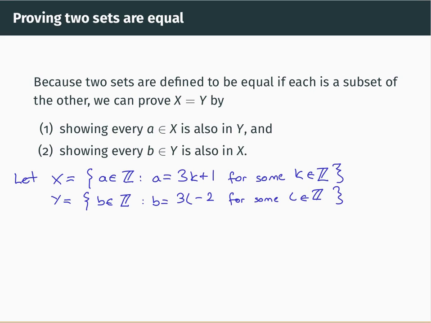Okay, so some elements of X would be things like 4, 1, and 3 times minus 1 plus 1, which is minus 2. So these things are elements. Of course, it has infinitely many elements. And if we take a look at Y, that contains things like 3L minus 2. So for example, it would contain 3 times 0 minus 2. It would contain 3 times 3 minus 2, so that is 7, and so on. Many other elements.